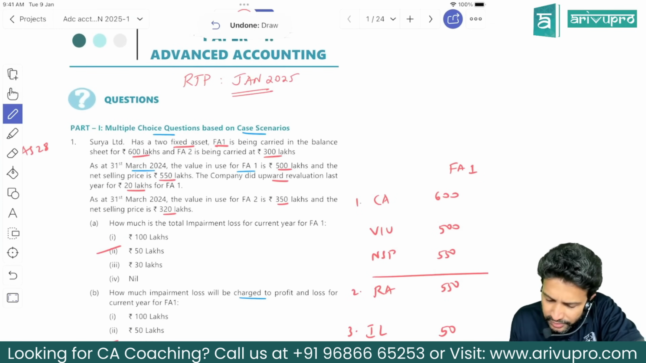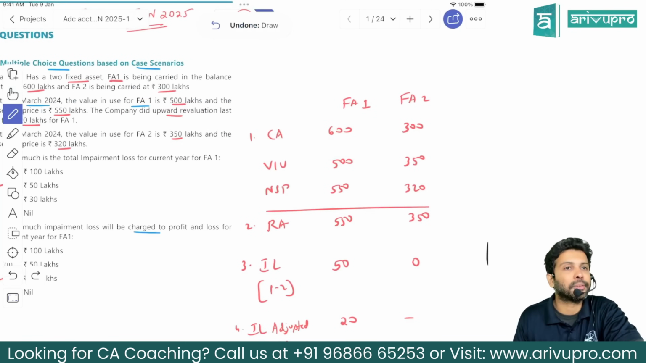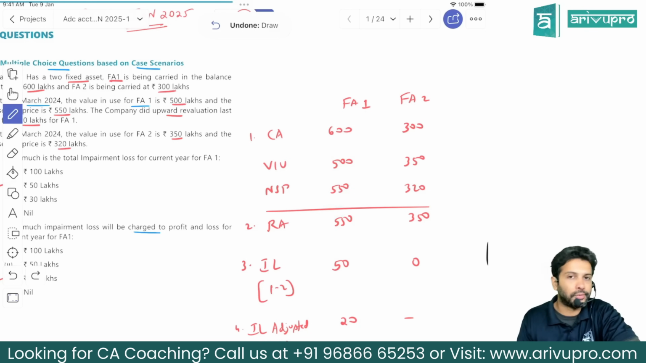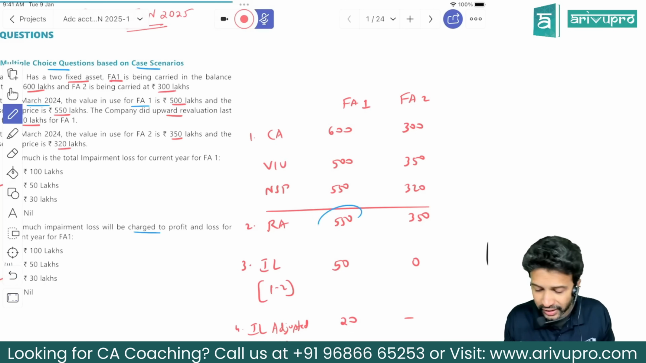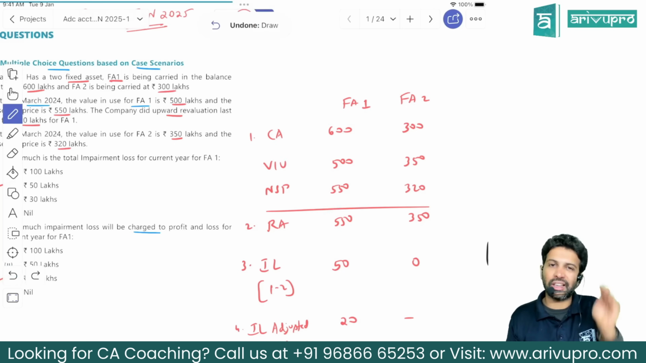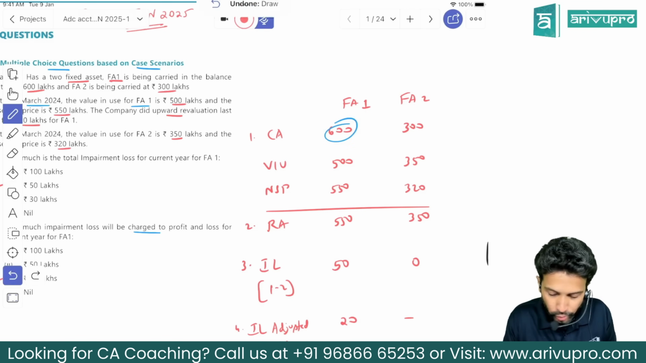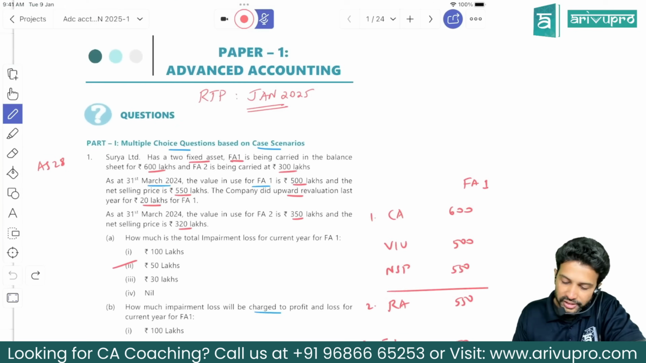Next, value in use they have given. How much for FA1? 500. NSP is how much? 550. Now how do you get recoverable amount? Value in use or NSP, whichever is higher. Which is higher of the two? 550. So recoverable amount is 550. Carrying amount is 600 for FA1, recoverable amount is only 550. You are showing the asset at 600 but you can recover only 550. So is FA1 impaired? Yes. By how much? If you do the minus, you will get an impairment loss of 50. Any problem? No. Let's do a similar exercise for FA2.